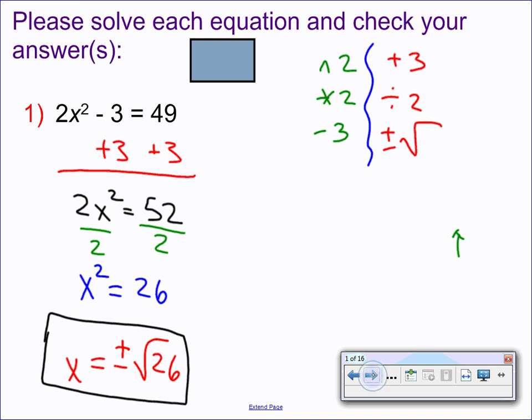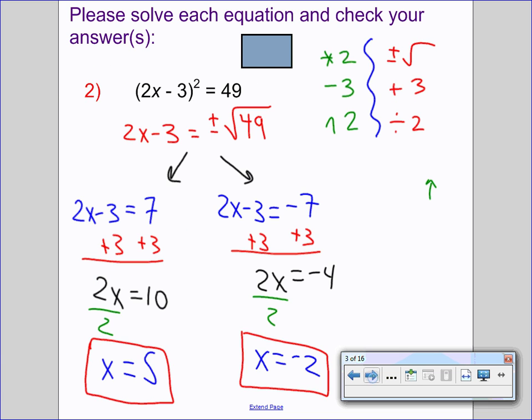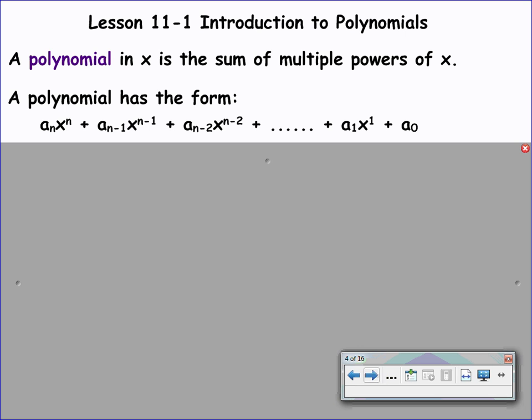And that's the beauty of creating a recipe of solving steps for success. All right, let's go ahead and take a look at our introduction to polynomials discussion for the day. A polynomial is just a collection of variable terms where my x terms all have whole number exponents.